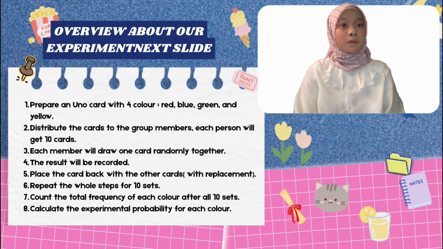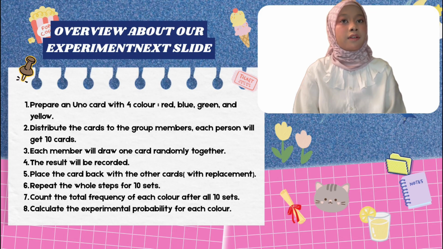So, this is our overview of our experiment. The first one, we will prepare UNO cards with 4 colors, red, blue, green and yellow. Next, we will distribute the cards to the group members. Each person will get 10 cards, and each member will draw 1 card randomly together. And the result will be recorded.